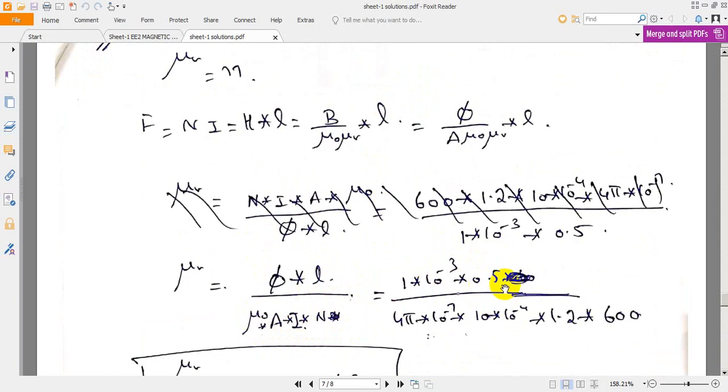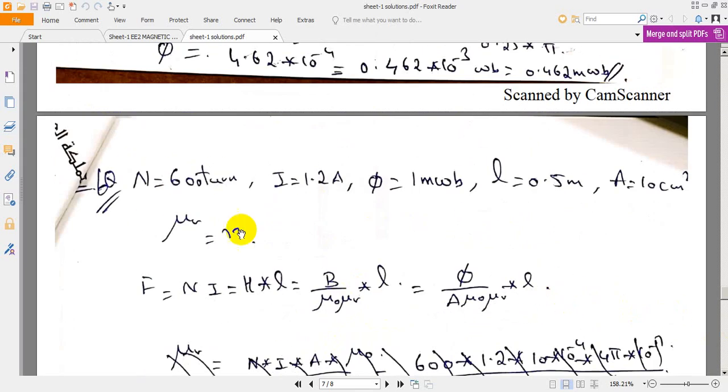Substitute the value of length. The length is 0.5. Mu naught is equal to 4 pi into 10 to the power of minus 7. Current flowing is 10 into 10 to the power of minus 4. N is the number of turns, and the number of turns is 600. It is given in the problem.